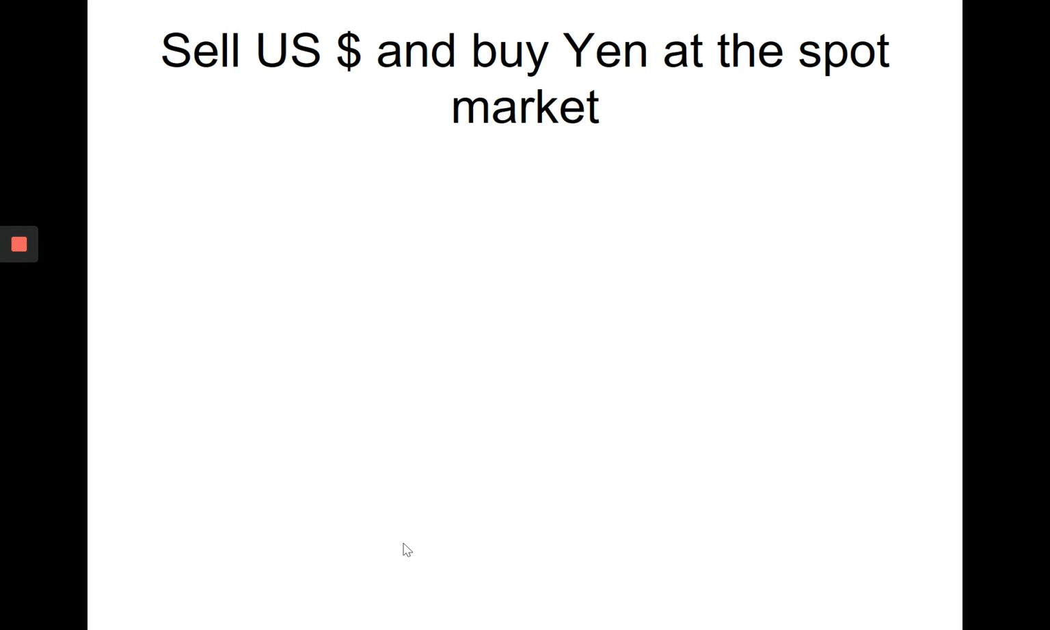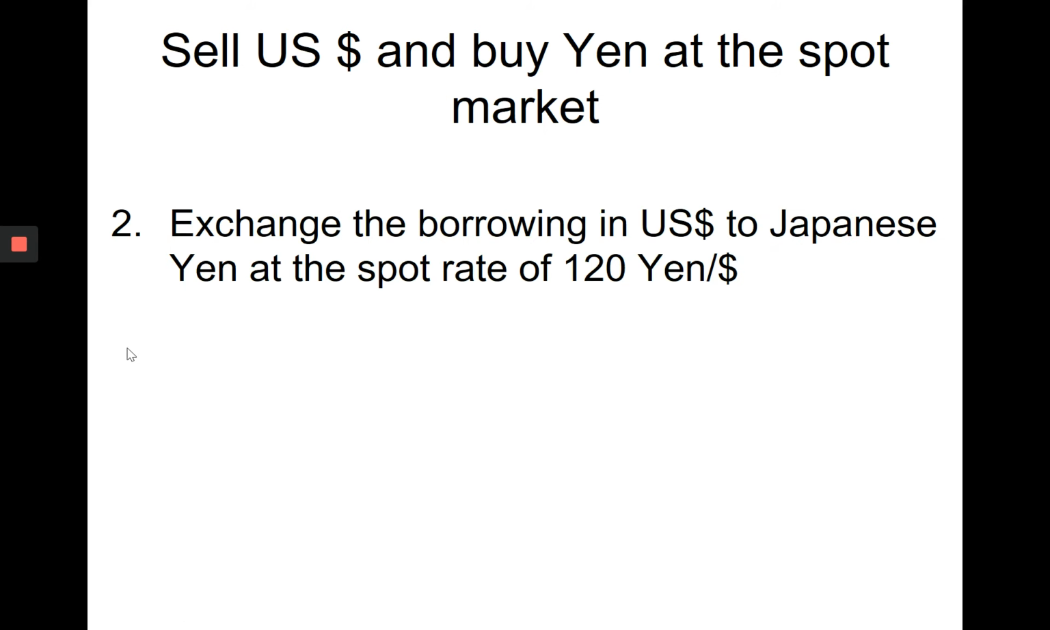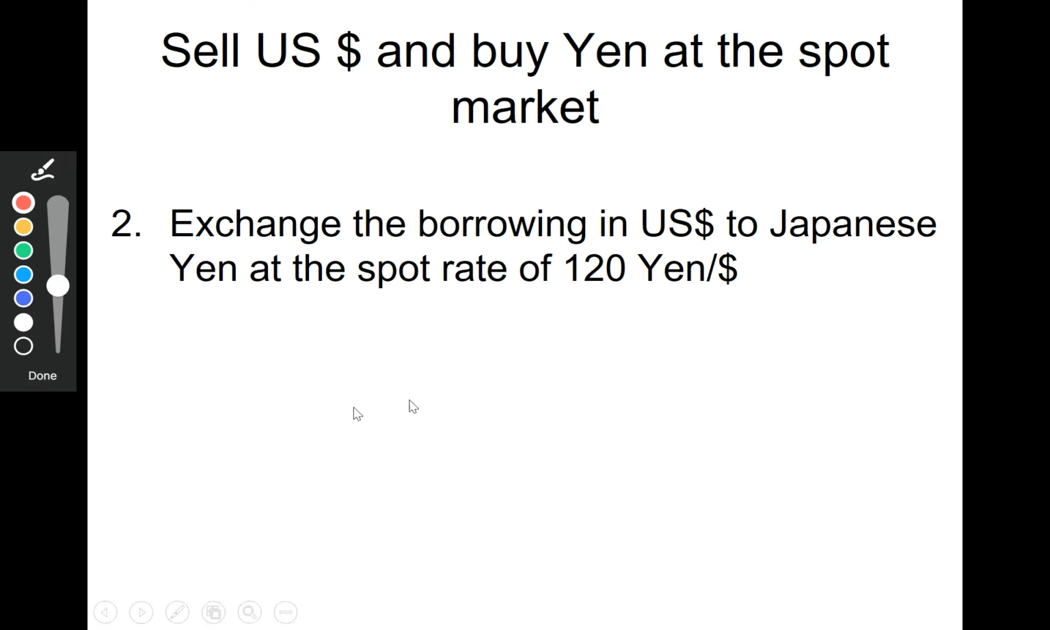Now we take this money and we make it to yen. Therefore, we need to deal with the spot market. In the spot market, you have a rate of 120 yen per dollar, a rate that was given in this example. Exchange the borrowing in US dollar to Japanese yen at the spot rate of 120 yen per dollar.